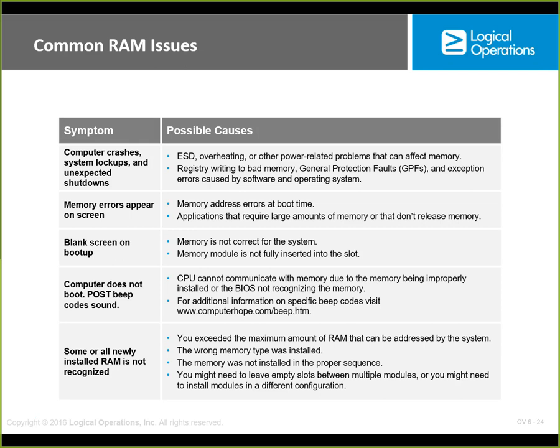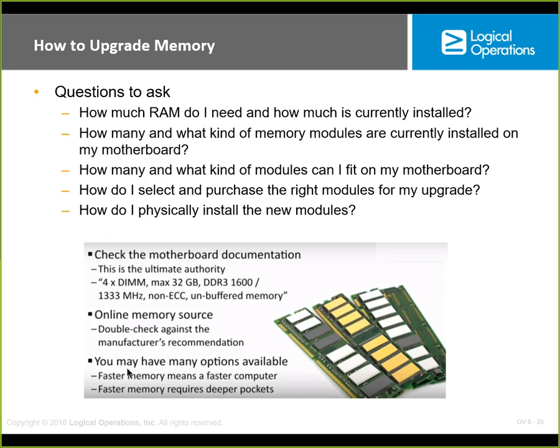Some or all newly installed RAM is not recognized. We've exceeded the amount of RAM that is allowed on the motherboard. That's going to be, again, in the documentation. Wrong memory type. Memory was not installed in a proper sequence. Documentation, again: you can guess that if you've got black, blue, that's going to be the black and then the blue and the blue. But you need to check the motherboard documentation to really determine what order this stuff should go in. You might need to leave empty slots between multiple modules, or install modules in a different configuration.